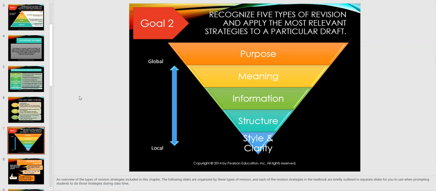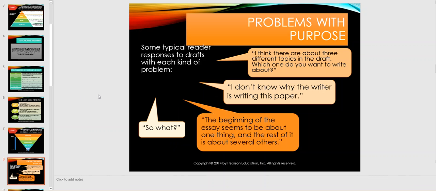What is the purpose? Is there a meaning? What's the information's quality, and how is it presented? Those are always more important in my mind than the grammar and style, right? So if you have a problem with purpose, the typical reader responds to drafts with each kind of problem. Can you answer the so what question? What is that one point you're trying to get across? Why does your particular writing matter to the audience, to the reader?